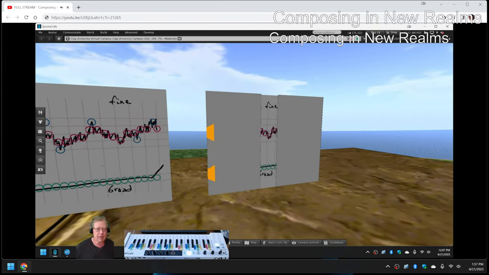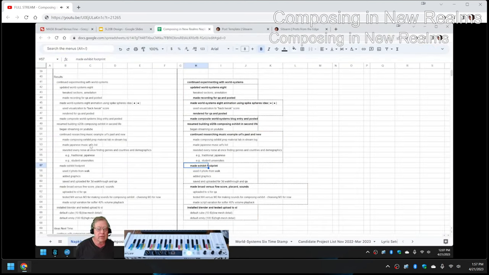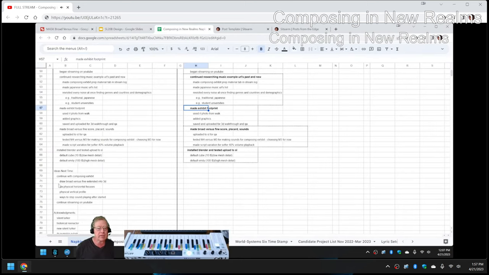So our ideas for next time are to continue with the composing exhibit. We'd like to turn that broad versus fine into a 3D. What does the exhibit look like in 3D? We've taken a few shots and ideas at it. And also, we kind of revisited our working with scripts and modified it to play things softer. Is there a way to have an off-on button?